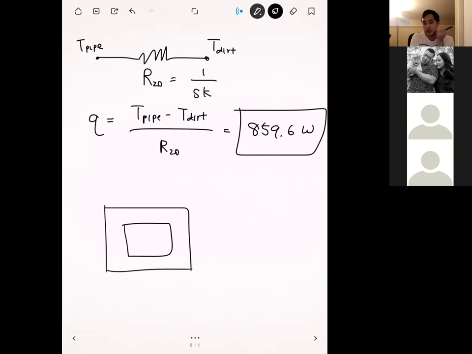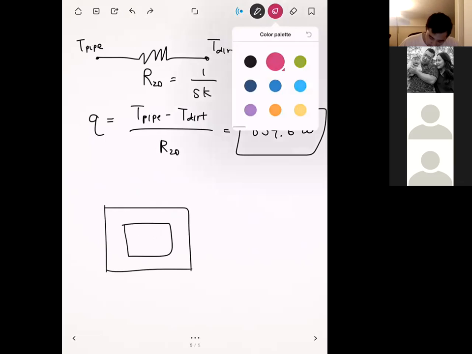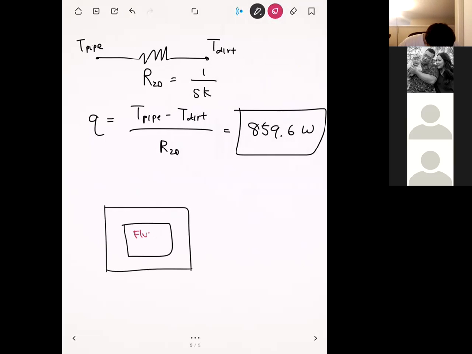So it looks something like this. And what I tell you in the problem is that there's a fluid flowing on the inside. Actually, let me use a different color for that. Since this fluid is flowing, we have two things: its convection coefficient, and we also have its temperature. Okay, so we'll call that T infinity I.